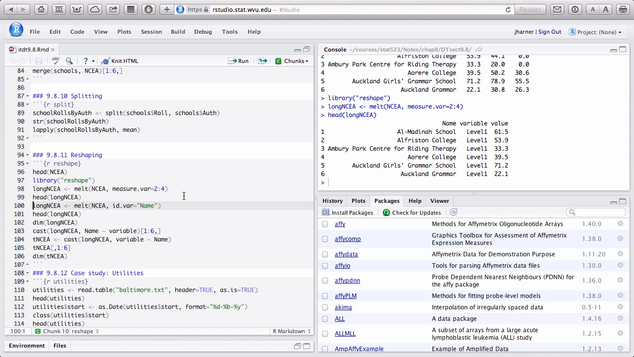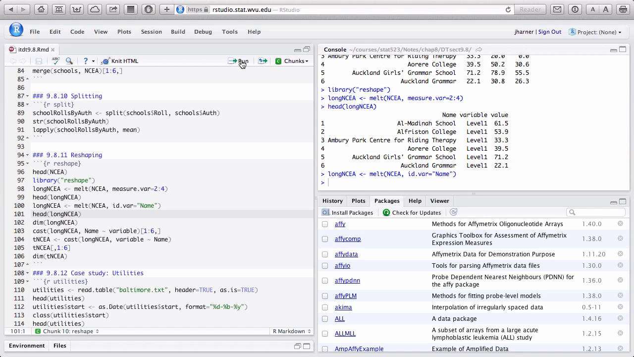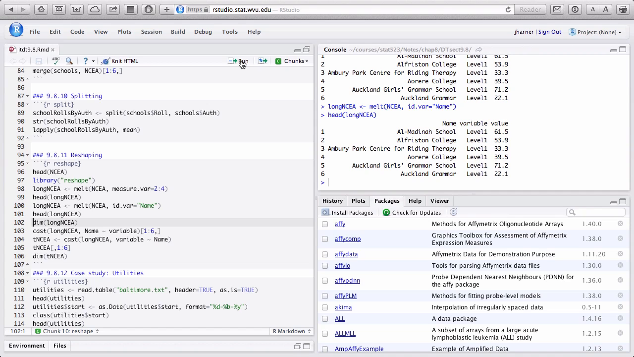Now, instead of saying measure.var is 2 to 4, I simply could have also said that the ID variable is name. And I would get exactly the same result if I do that. So if I look at it, I get the same result. That's just 2 different ways. Sometimes it's more convenient to say the ID variable, and sometimes it's more convenient to list the variables that are actually being stretched out.